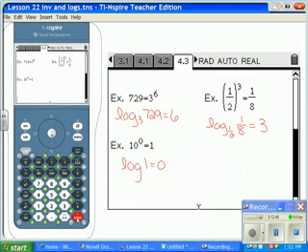Okay, so you notice for the first one, all we're doing, again, is that base becomes the base. The exponent is what it's equal to. So you just have to practice it. It takes a little bit of practice to get used to it. Now notice for the third one, I didn't write a base. When you have a base of 10, it's what we call a common logarithm, and you do not need to write the 10.